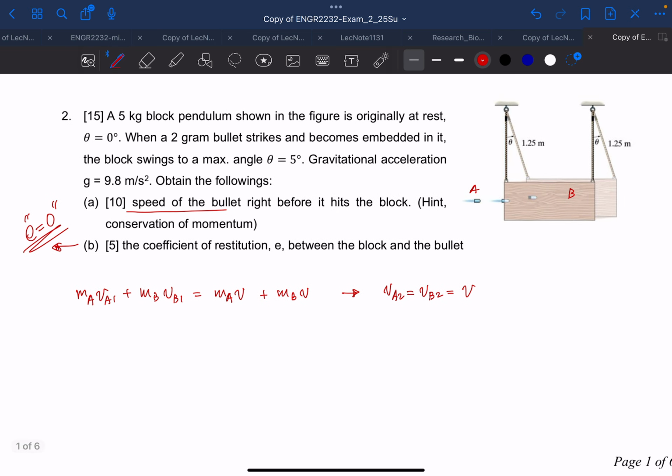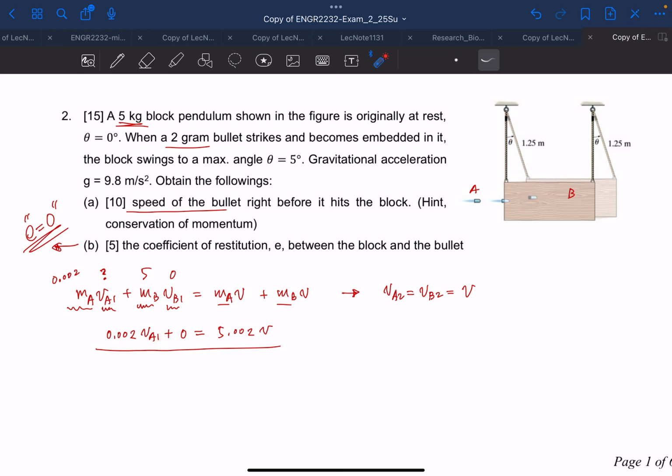Let's say this guy is 2 grams, so it's 0.002 kilogram, right? And velocity, I don't know. And this guy, how heavy is that? Is that given? The block? Yes. Oh yeah, it's up there, 5 kilograms. And the velocity, initially, this is 0, right? So what we have is 0.002 vA1 plus 0 is the summation of these two, 5.002 V. So we have this equation ready. So in order to find this guy, if we know V, then we can solve it, right?